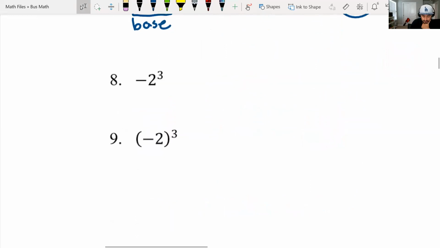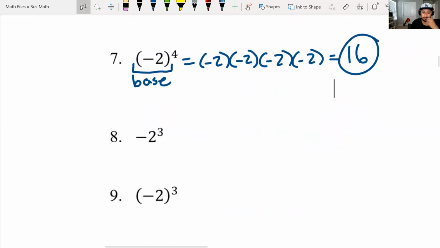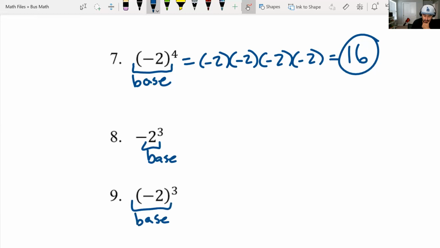All right. So number 9, same example. -2 to the 3rd, no parentheses. 2 is my base. Number 9, parentheses: -2 is my base. Expand, bring the negative out front, and write 2 3 times. 2 times 2 times 2. Down below, write -2 3 times.